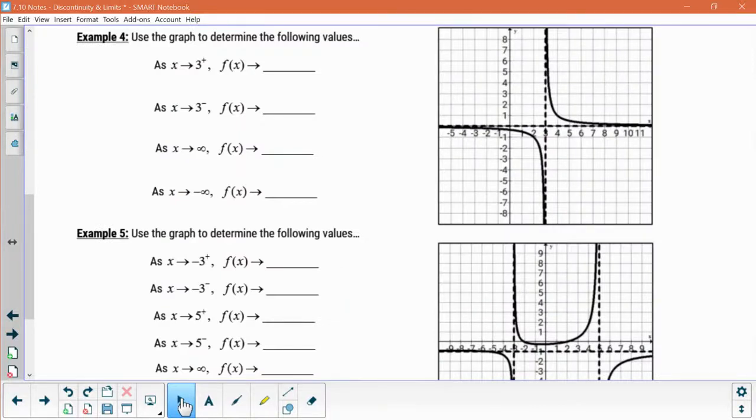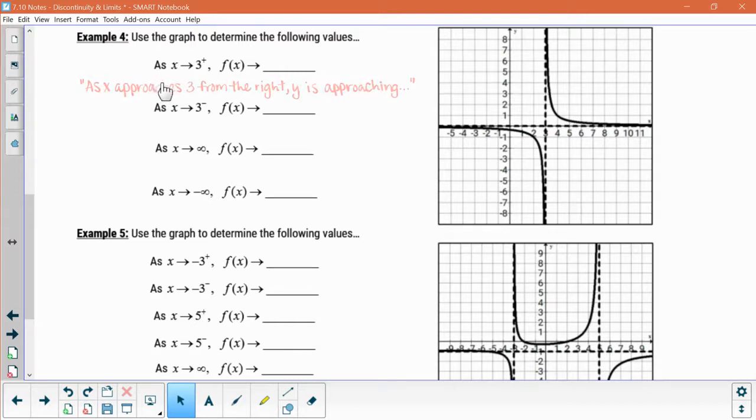Okay, limits. So we are going to briefly introduce the concept of limits, but this is something you're going to explore further as you get into pre-cal and eventually calculus. So use the graph to determine the following values. Now, the hardest thing about limits is being able to interpret what they are asking you. So for these first couple of questions, I have put this statement into words.